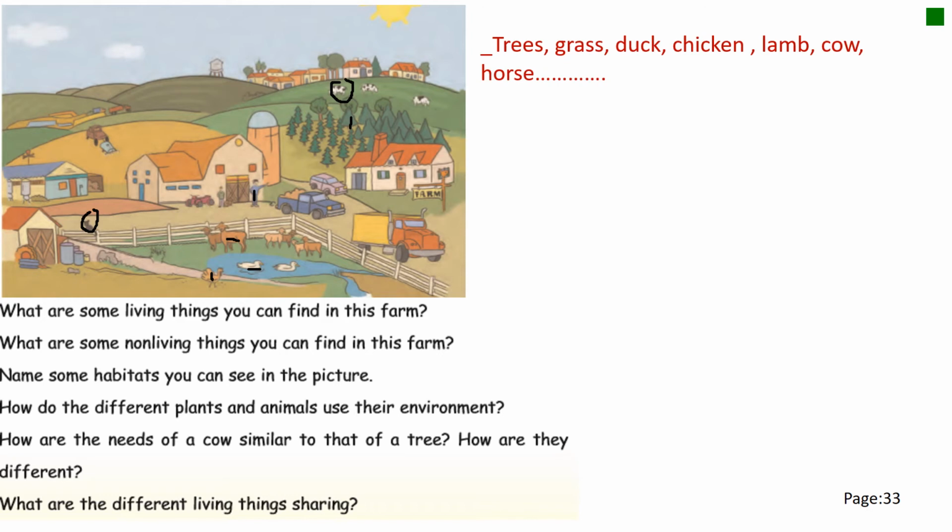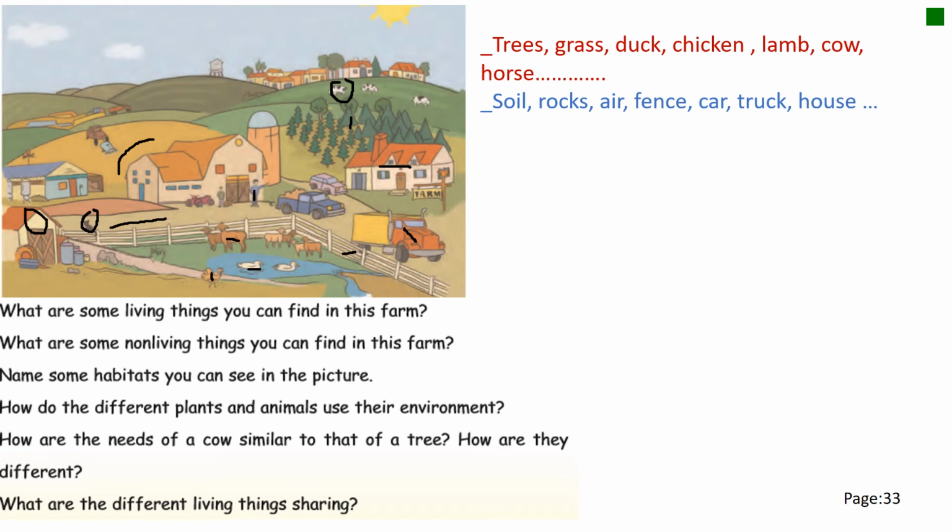The next part. What are some non-living things you can find in this farm? I am talking about non-living things. I have a house, a truck, a fence, water here, the dog house, for example, and the sand or the soil that covers the place. So all these are non-living things. You can write soil, rocks, air, fence, car, truck, house, and other examples.